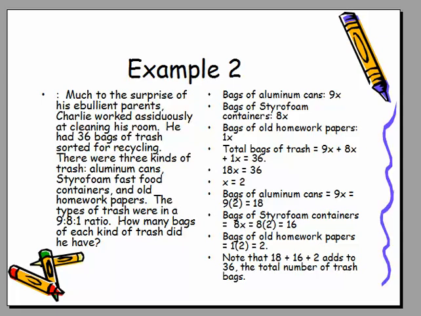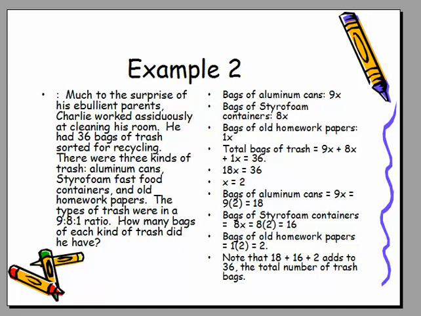Example 2. Much to the surprise of his ebullient parents, Charlie worked assiduously cleaning his room. He had 36 bags of trash sorted for recycling. There were 3 kinds of trash: aluminum cans, styrofoam fast food containers, and old homework papers. The types of trash were in a 9 to 8 to 1 ratio. How many bags of each kind of trash did he have?